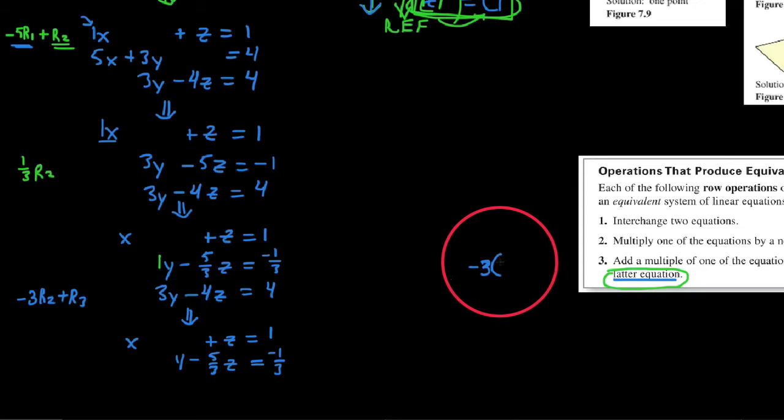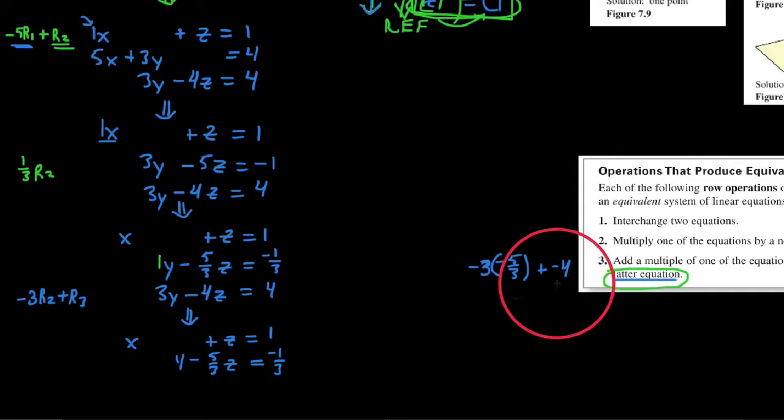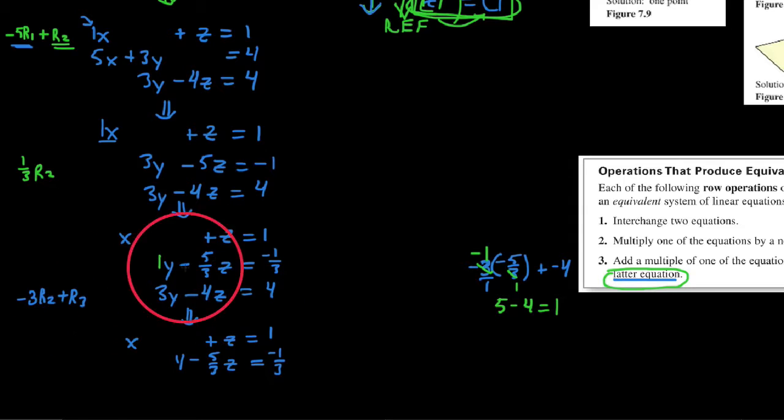So negative 3 times negative 5/3, and we're going to say plus a negative 4. Looking at this, we know we multiply fractions straight across, but I notice that these two cross cancel and I get a negative 1 here. So negative 1 times a negative 5 is really just a 5, and 5 minus 4 gives me a 1. So what that means is if I do negative 3 times a negative 5/3 z and add that to 4z, I'm going to get left with just a 1z.